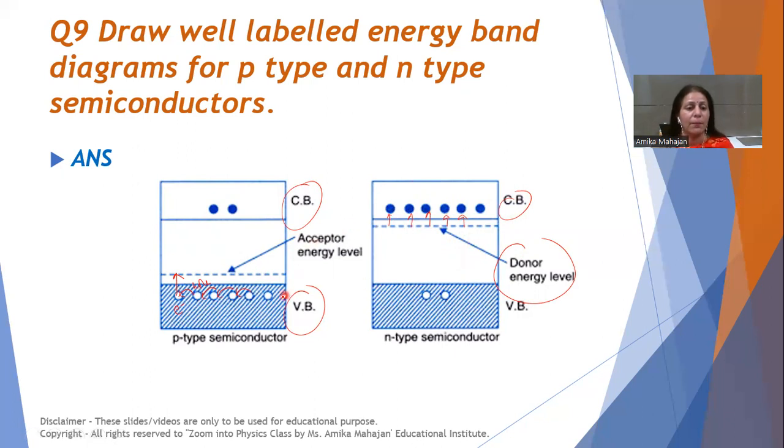So to draw P-type and N-type semiconductor energy band diagram, it will be like this: just above valence band, there will be an acceptor energy level which is empty. And in case of N-type semiconductor, just below conduction band, a filled energy level will be there, known as donor energy level.